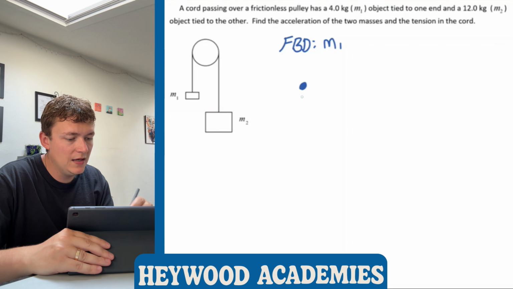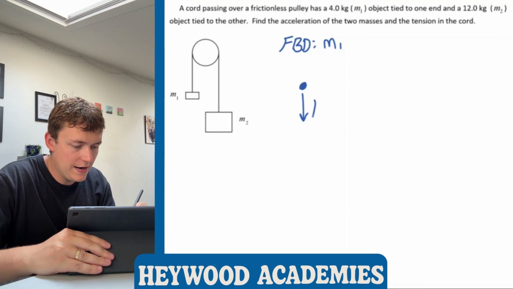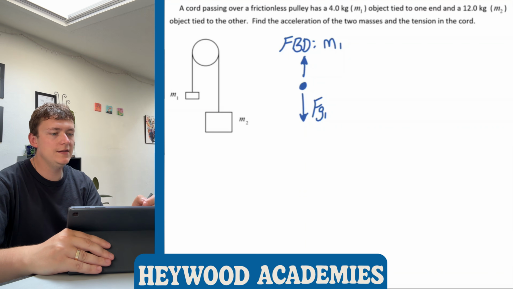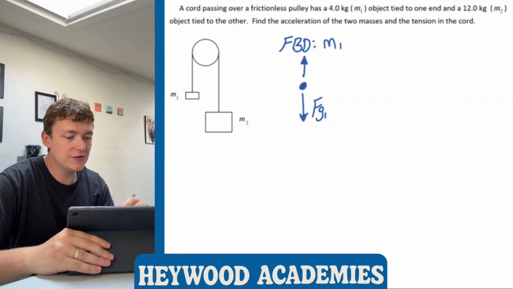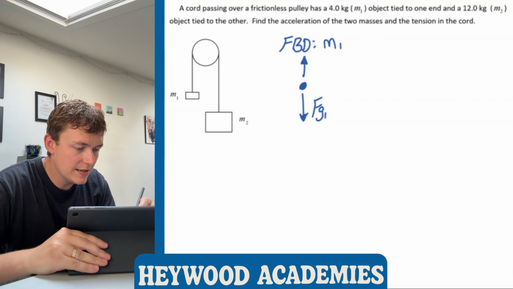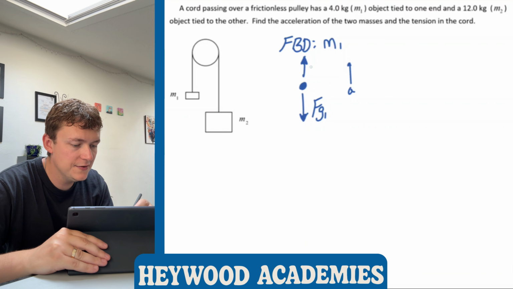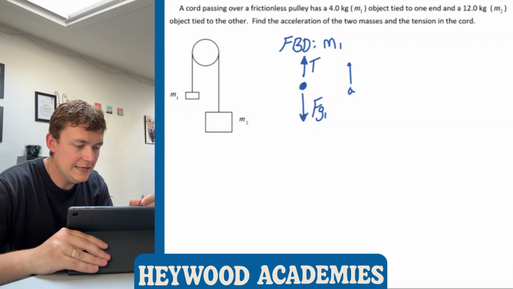Mass number 1 has got its own force of gravity on there. And then there's going to be the tension from the rope pulling upwards. Mass number 1 is light. Mass number 2 is heavy. So the acceleration on mass number 1 is going to be going upwards in this case. And we're going to call this T for tension.